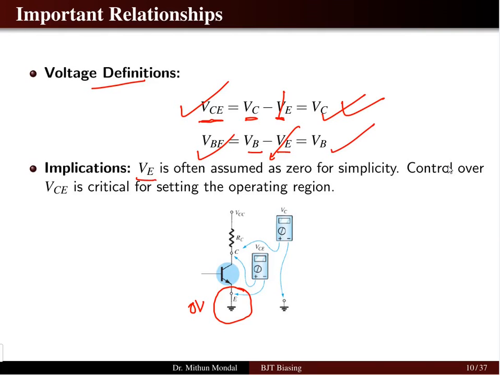So emitter voltage is often assumed to be 0 for simplicity, and it controls the collector-emitter voltage, which is critical for setting up the operating region of the BJT in the active region. So we can find the collector to emitter voltage or base to emitter voltage simply as the collector voltage and the base voltage, treating the emitter as shorted and having 0 voltage.